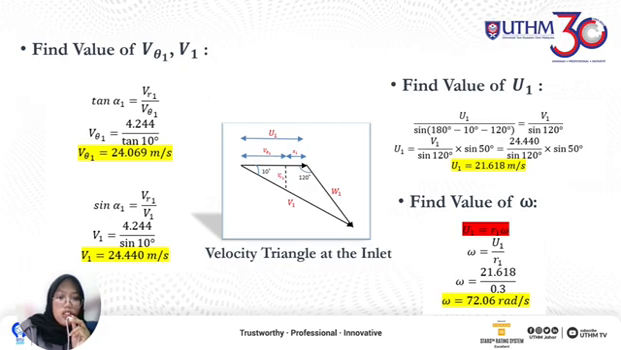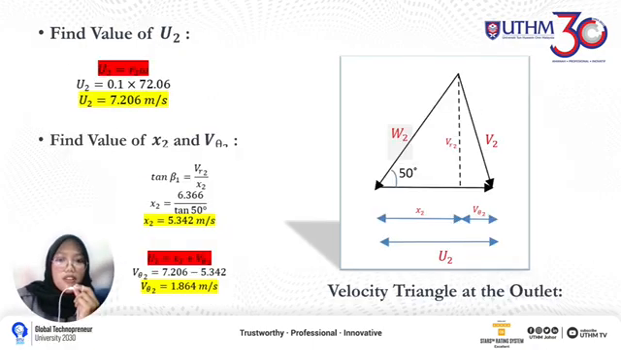So we got blade speed at the inlet is 21.618 meter per second. The rotational speed of the turbine can be obtained by using the formula U is equal to R omega. So we got the rotational speed omega is equal to 72.06 radian per second. Next, the value of U2, blade speed at the outlet, can be obtained by using the formula U2 is equal to R omega. So U2 is equal to 7.206 meter per second.